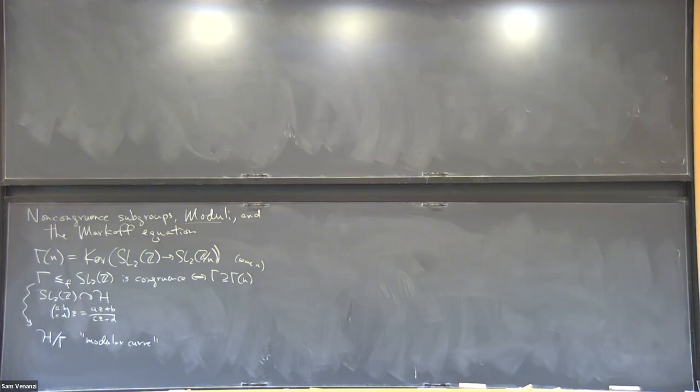Does congruence mean that it has one N or all N? One N, otherwise it would be trivial.